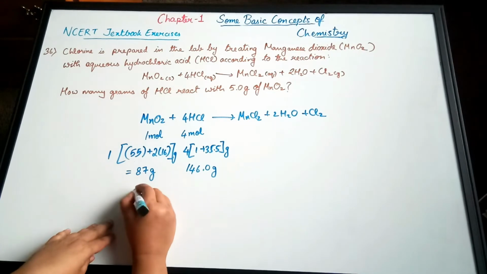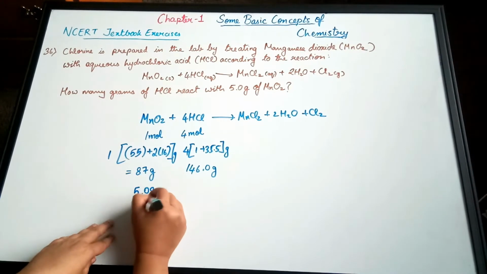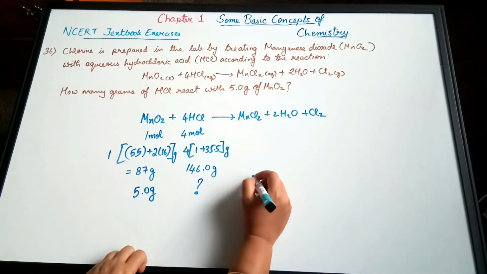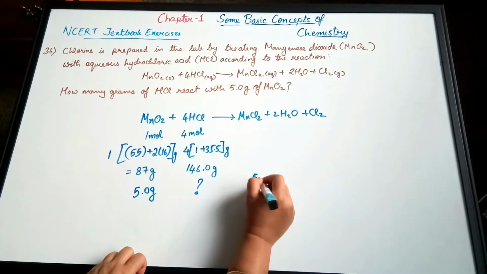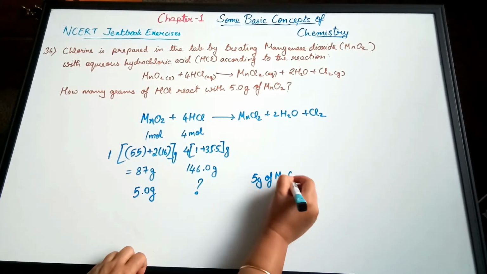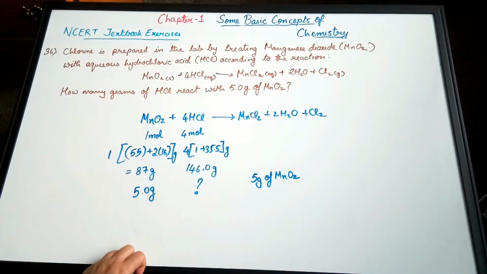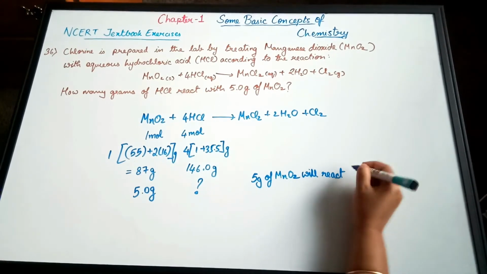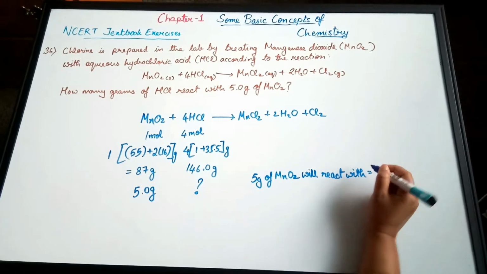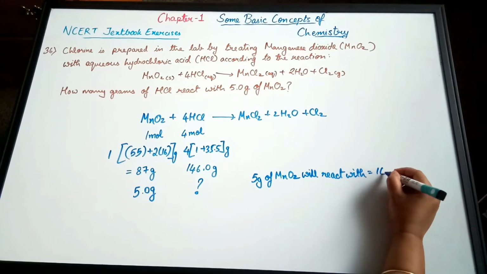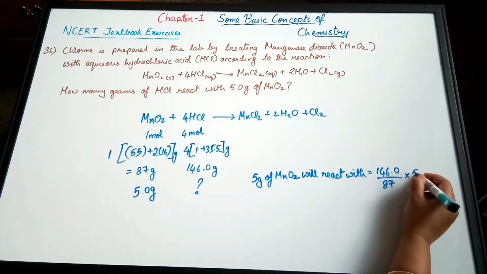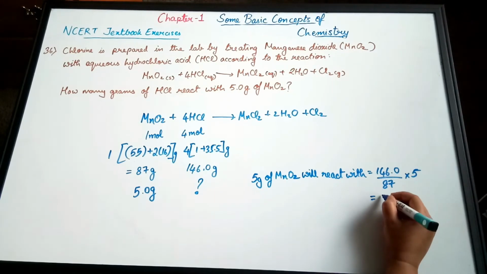So when you have 5 grams of MnO2, how much HCl is required? For 5 grams of MnO2, we just cross multiply here as well, so it will react with 146.0 divided by 87 into 5, and this gives us a value of approximately 8.39 grams.